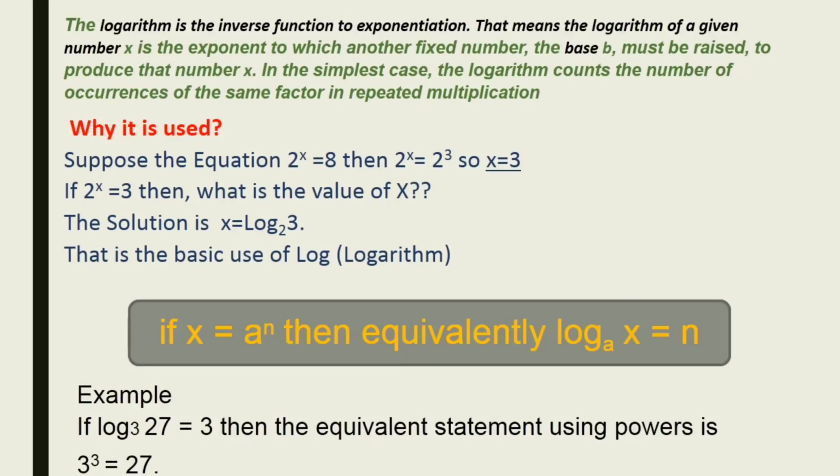The logarithm is the inverse function to exponentiation. That means the logarithm of a given number x is the exponent to which another fixed number, the base b, must be raised to produce that number x. In the simplest case, the logarithm counts the number of occurrences of the same factor in repeated multiplication.